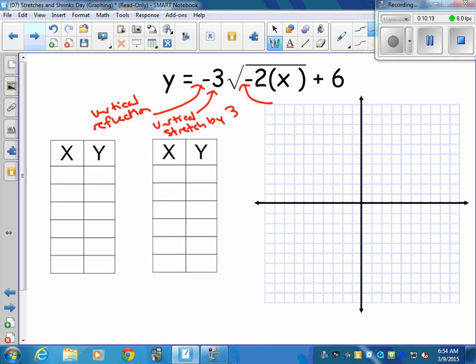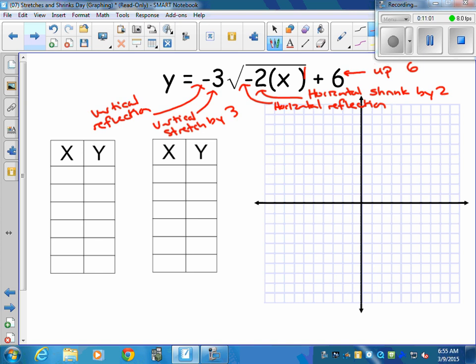On the inside, we've got a horizontal reflection. And then we also have a horizontal multiplier. We don't trust what we see, so this will be a horizontal shrink by a factor of 2. And then the last piece that we have is outside of the square root. You always want to see where the square root ends. Okay, we've got an up 6 adjustment. Outsides are vertical. We trust what we see with that vertical head shake.